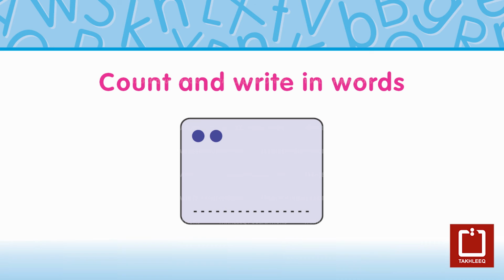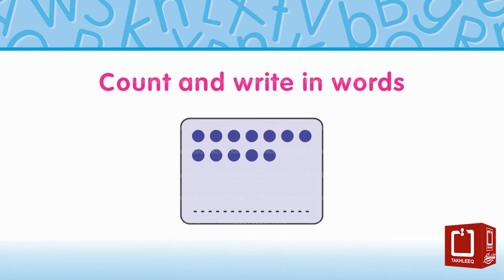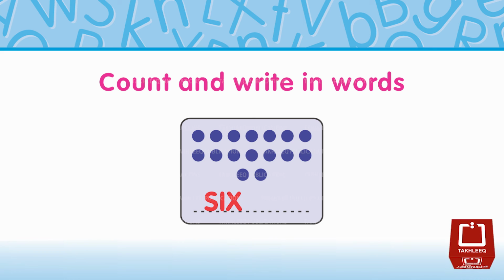1, 2, 3, up to 16. Here are 16 dots. The spellings of 16 are S, I, X, T, E, E, N. 16. So we write here S, I, X, T, E, E, N.